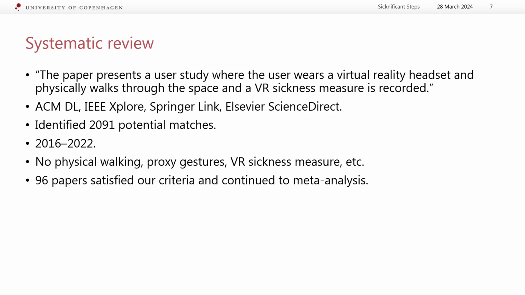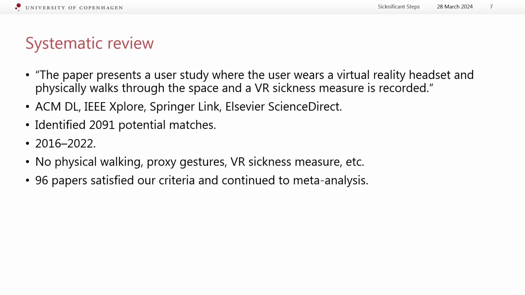We then performed screening and selection, and we selected based on 10 exclusion criteria. For example, we only included papers between 2016 and 2022 to use only more recent virtual reality hardware and align this with the release of the HTC Vive and the Oculus Rift, for example. We also only included papers that used physical walking and where the user actually physically walked through the space during the study. We also excluded papers that did not report a numerical measure of VR sickness.